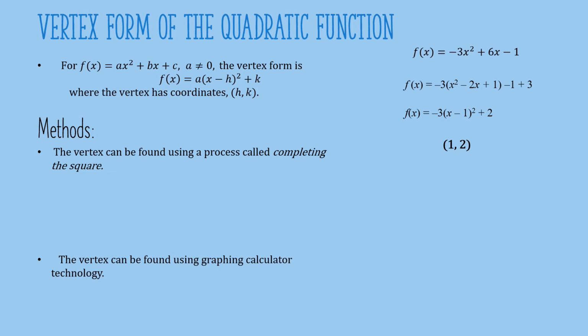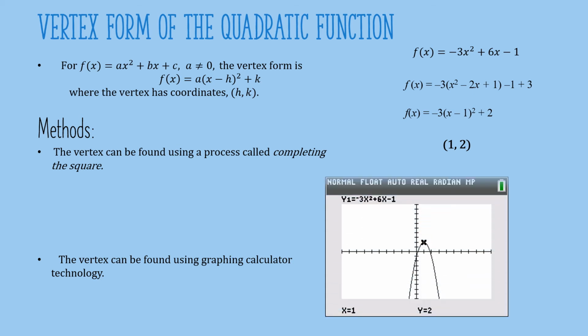The vertex can be found using the graphing calculator also. Let us graph this function. And the highest point, the maximum point, is our vertex. So in order to find this, maybe you can use the option to find the maximum or the minimum. Here in this case, it is the maximum. The maximum point is (1, 2).